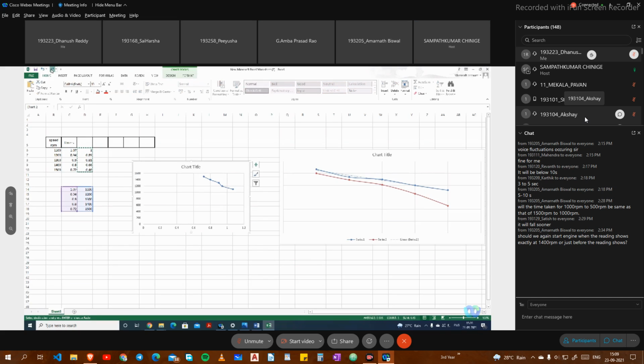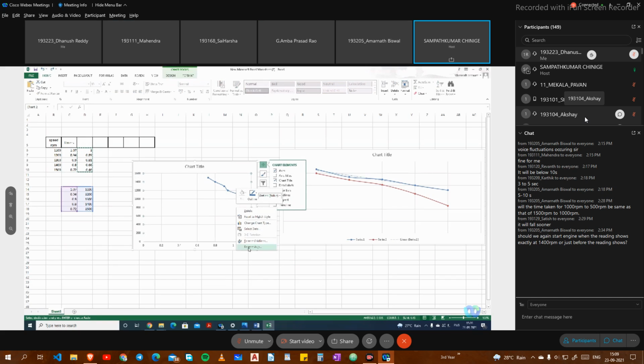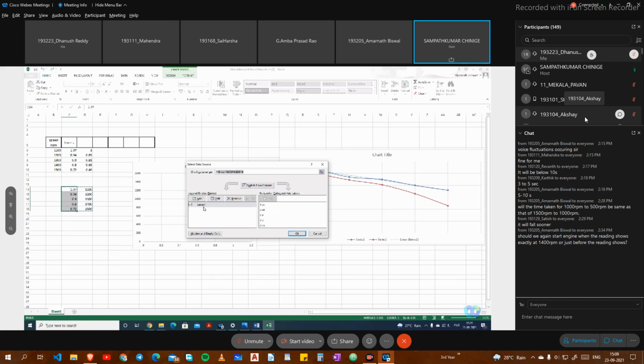Sir, like we can create two graphs and paste one on the other. Not required. We can do the same thing here. We can keep increasing how many curves we want. This is basically the format. No, format. Select data. Here there is a series. So now I can add whatever series I want.